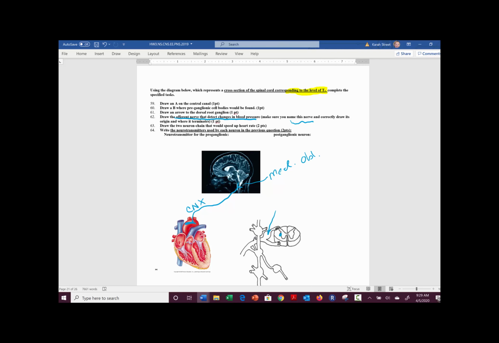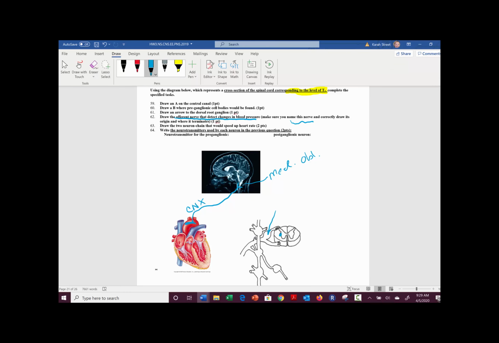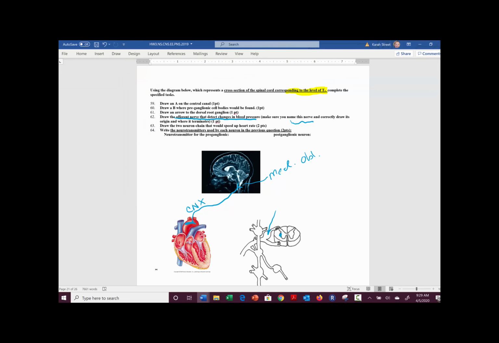But then we're told to draw a 2-neuron chain that could speed up heart rate. Well, if I'm speeding up heart rate, then that is the sympathetic division. The preganglionic fiber is going to enter a ventral rootlet to a ventral root to a spinal nerve to an anterior primary ramus and enter a white communicating ramus. It is going to terminate in the sympathetic trunk ganglia. Remember, that was one of our special options, and this is an option above the diaphragm. So the heart is above the diaphragm.